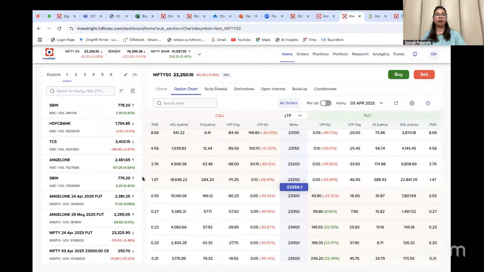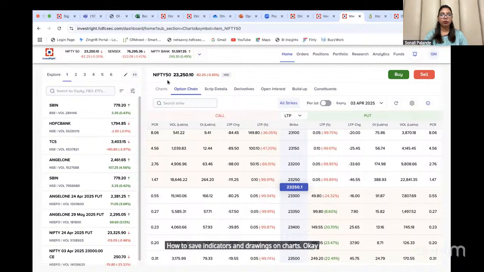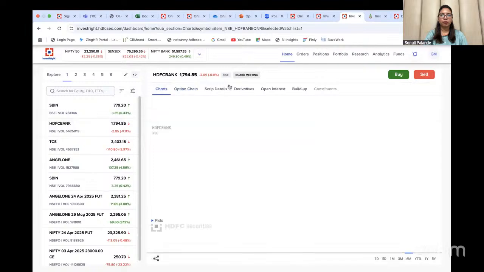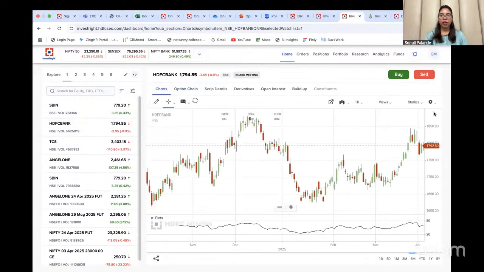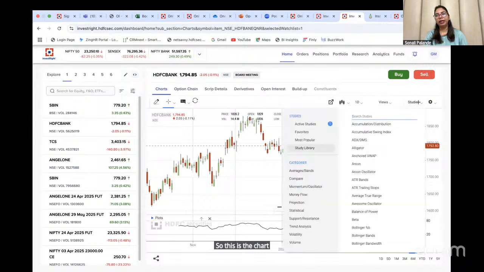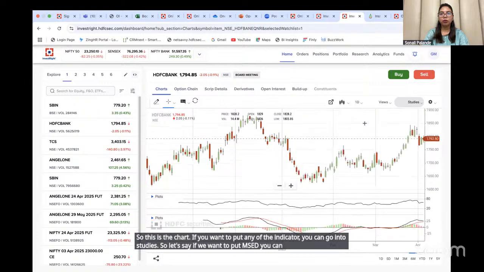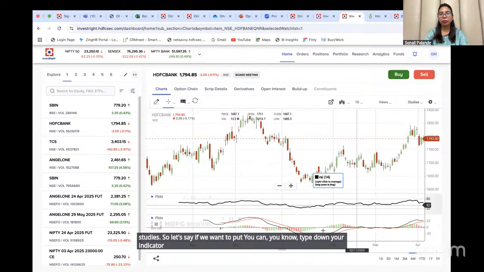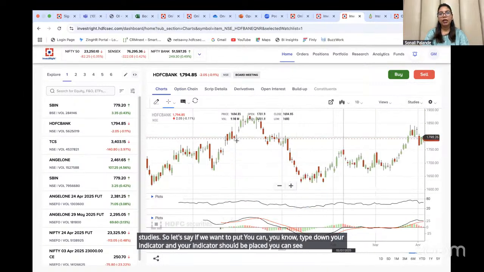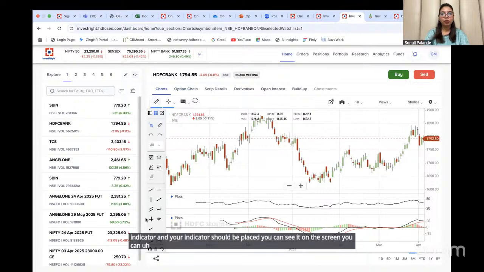How to save indicators and drawings on charts. Okay, let me help you. So this is the chart. If you want to put any indicator, you can go into studies. So let's say if you want to put MACD, you can type down your indicator, and your indicator will be placed. You can see it on the screen. These are the drawing tools. All right, you can use them over here.